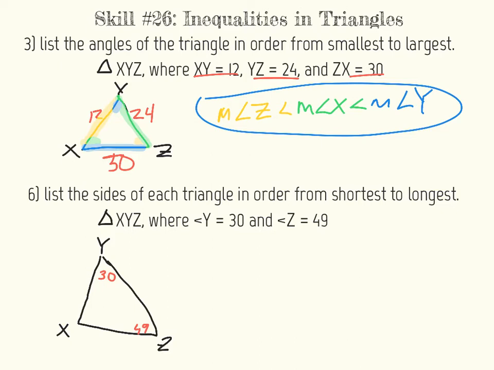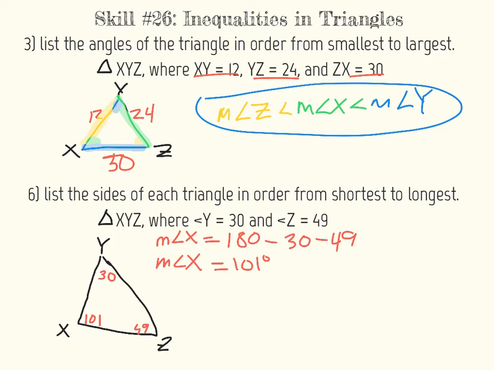So to find angle X, you take 180, because that's the total amount of a triangle, and subtract off 30 and subtract off the 49, and then the measure of angle X is 101, so I can put that in there. Alright, and then I just list my sides that are opposite.